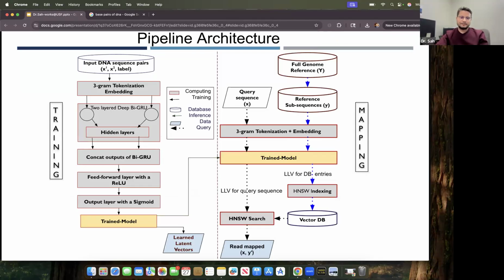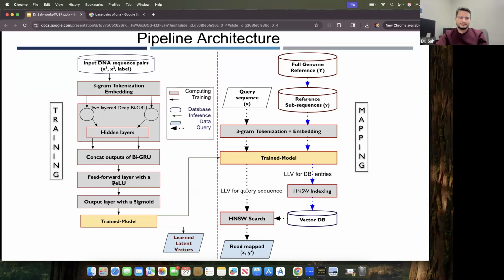This is my entire pipeline, where it has two halves. The left half is a training module and the right half is a mapping module. So first we train the model, the deep learning model.